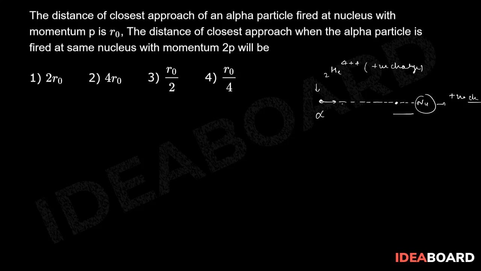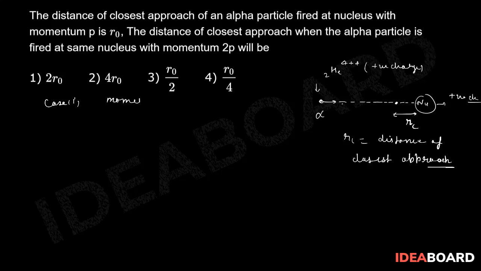So this is now as said RC, which is the distance of closest approach. So RC is the distance of closest approach, right? Now in the first case, in case 1, momentum is equal to p, right? So what I can apply is energy conservation.